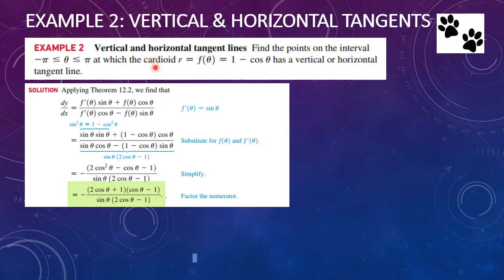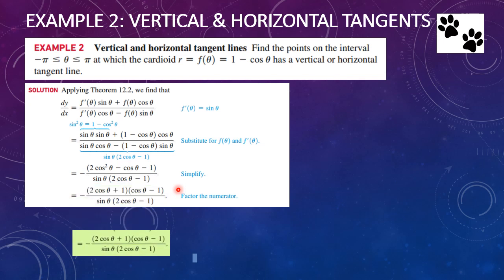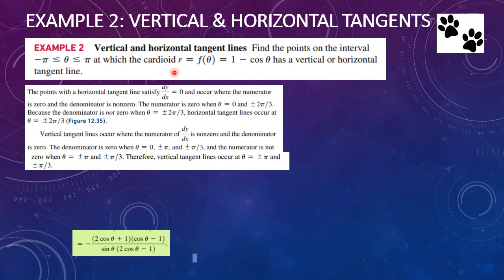Horizontal tangent lines occur when the derivative is 0, and a fraction is 0 when the numerator is 0. So the numerator being 0 gives us horizontal tangents, and the denominator being 0 gives us the vertical tangents. And that's what that's saying there.